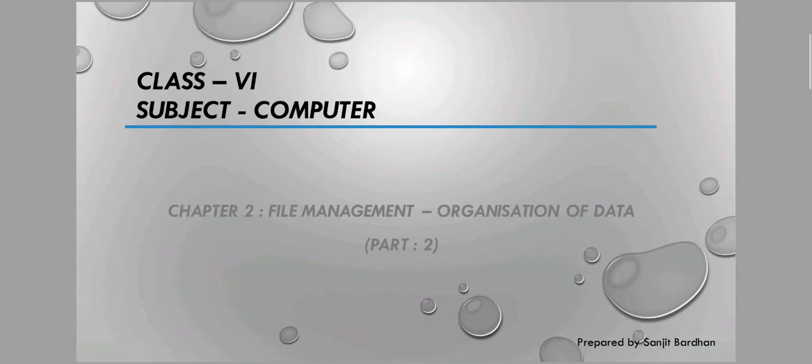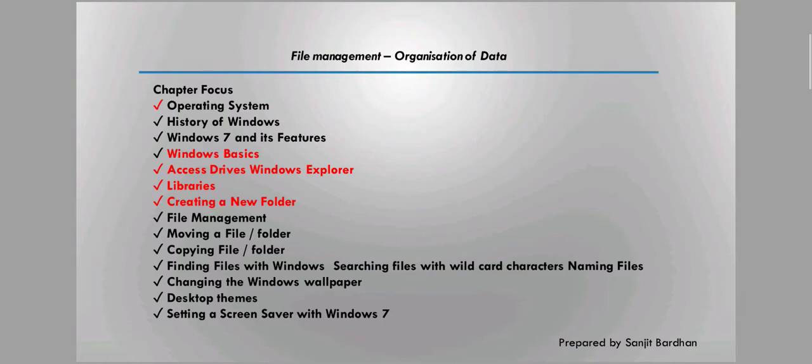Okay, so let's start today's discussion. Here you can see the main content page of this chapter. I have already discussed the first three topics, which are operating system, history of Windows, and Windows 7 and its features. Today I am going to discuss Windows basics, access drives, Windows Explorer, libraries and creating a new folder.